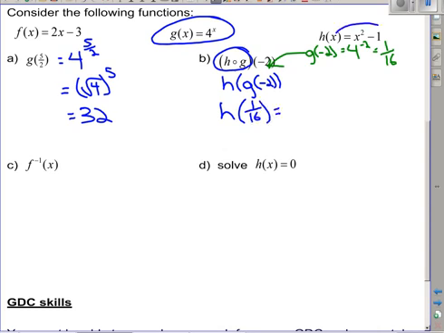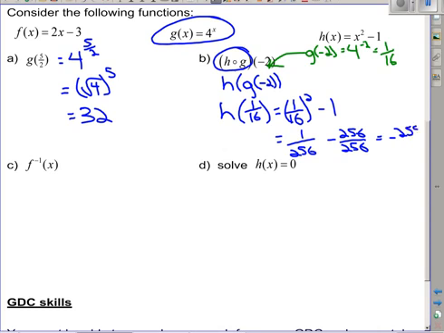Okay? H is x squared minus 1. So we'll be looking here at 1/16 squared minus 1. So 1/16 all squared minus 1, which would be the same as 1 over 256. And 1 is 256 over 256. So negative 255 over 256.